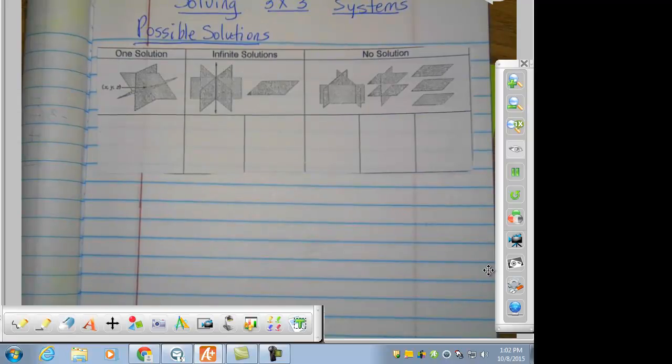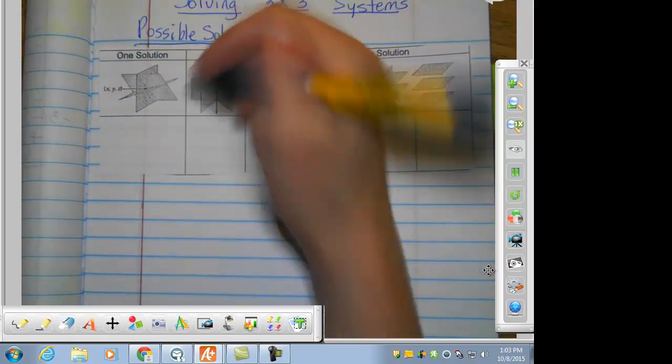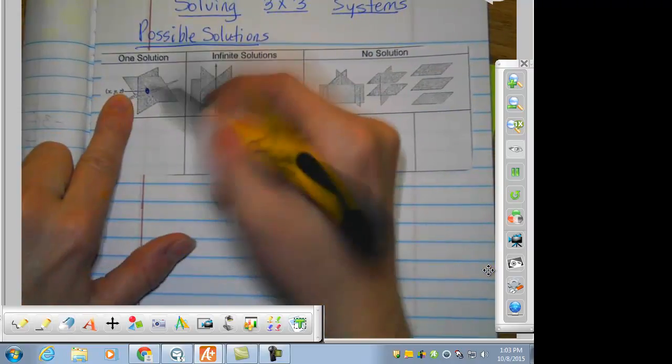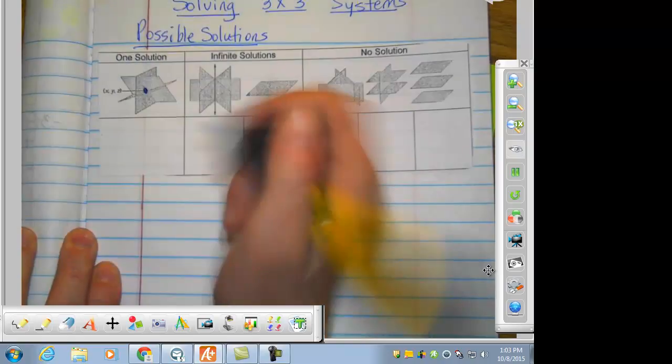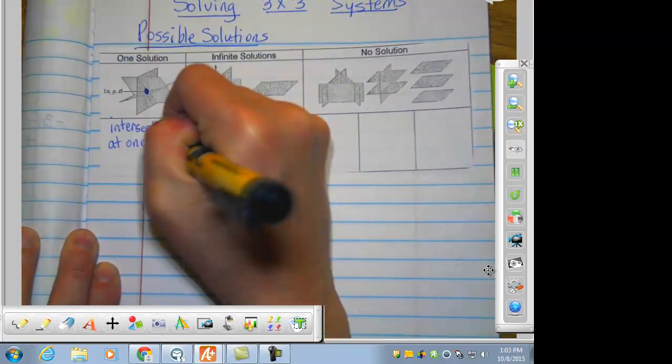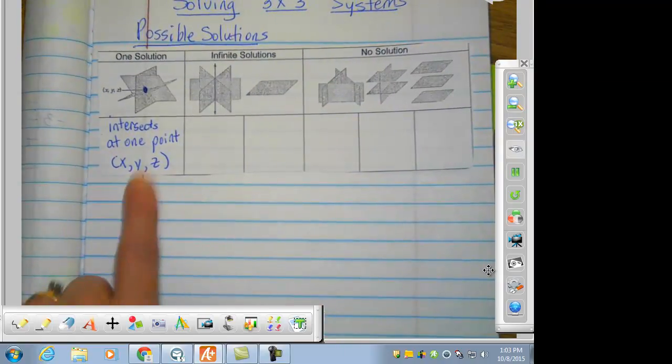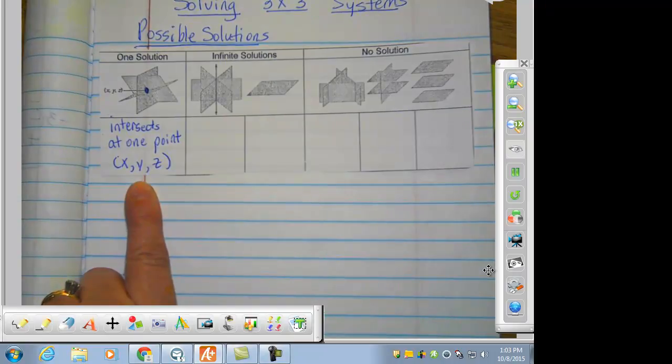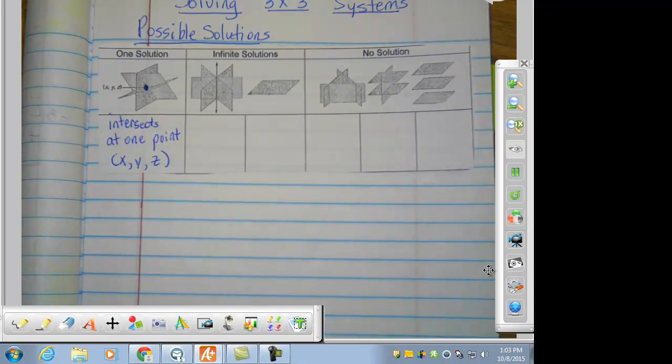When solving 3 by 3 systems, we have possible solutions. We have one solution, infinitely many solutions, or no solution. And if we have one solution, it's where all three planes meet at a point, so they intersect at a point. This is actually called an ordered triple instead of an ordered pair, because I don't have two, I have three.